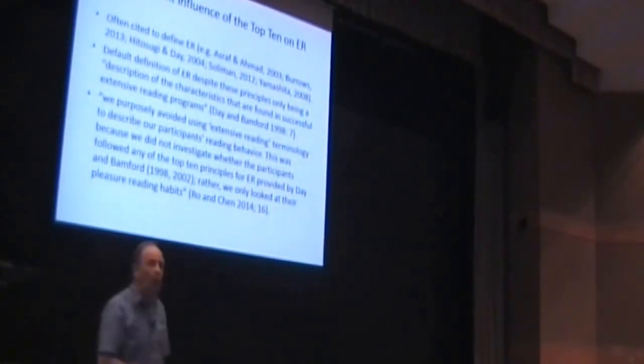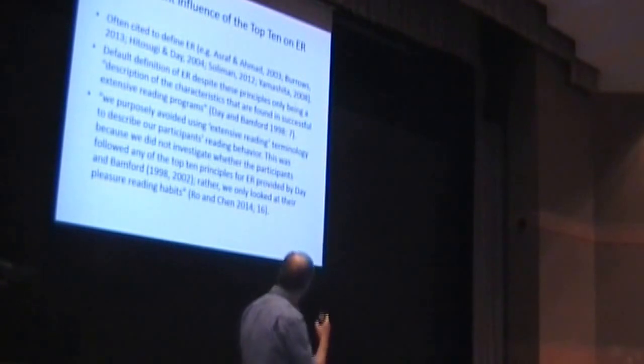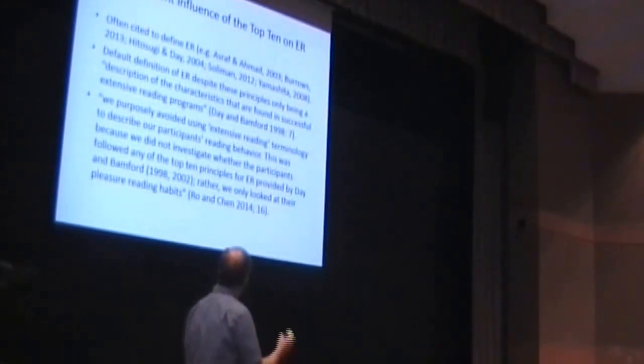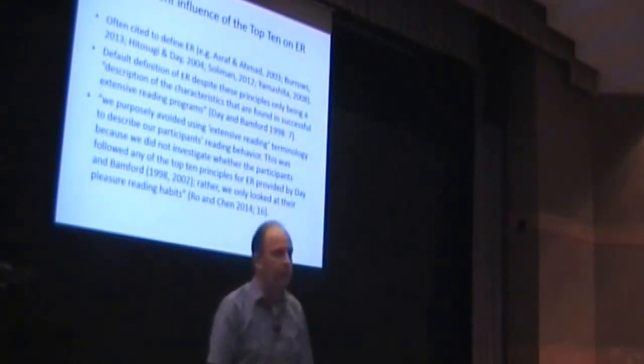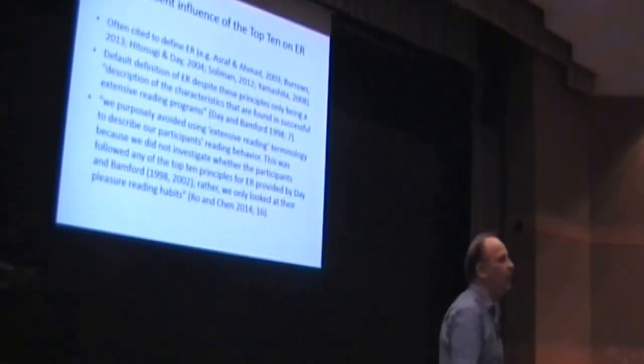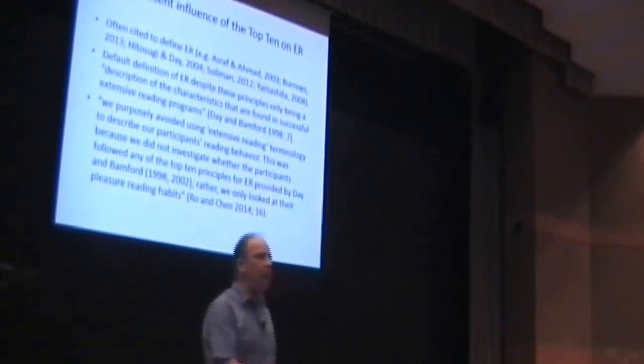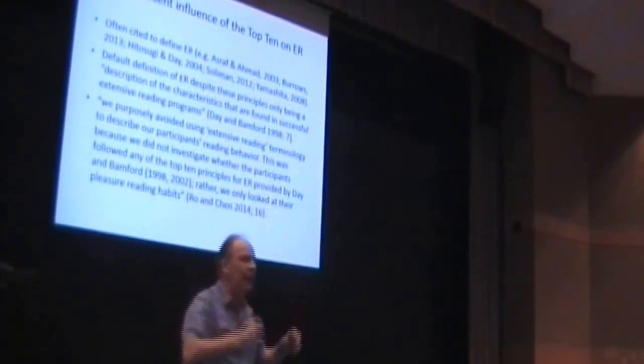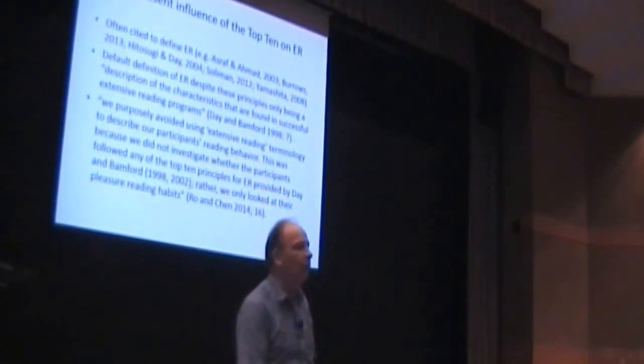But then you get to the extreme. There was a paper just recently by Rowan Chen in Reading in a Foreign Language that said, rather worryingly, in my mind, "We purposely avoided using extensive reading terminology to describe our participants' reading behavior. This was because we did not investigate whether the participants followed any of the top 10 principles." That means, if our participants didn't, therefore they're not doing extensive reading. That's why we avoid the term extensive reading. So, in the mind of some people, these are kind of like the holy list, the 10 commandments, as Tom was saying before. So we have to be very careful to look at these.